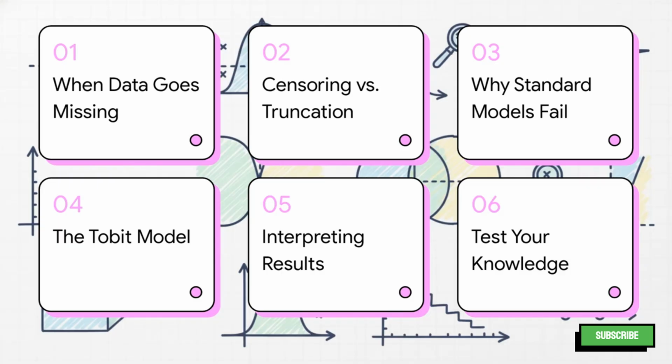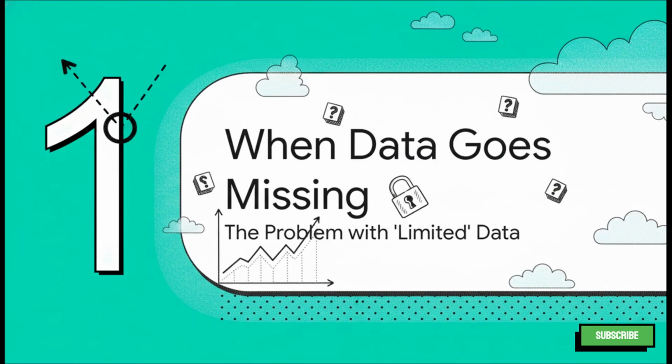Okay, so here's the game plan. First, we're going to figure out where this missing data even comes from. Then, we'll put a name to the two main culprits here, censoring and truncation. After that, we'll see why our usual go-to models totally fail at this. But don't worry, I'll introduce you to the specialist, the Tobit model that can handle it. We'll even learn how to interpret its results, and then we'll wrap it all up with a little quiz to test what you've learned. So, let's get right into it.